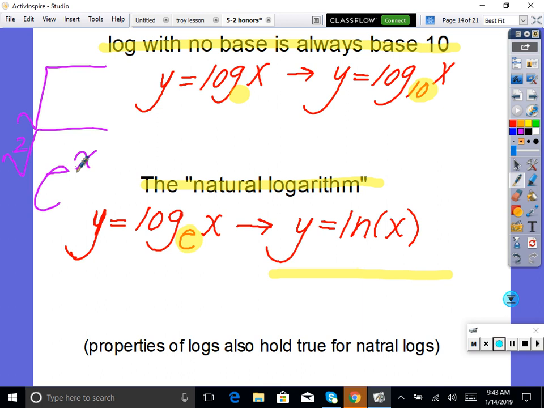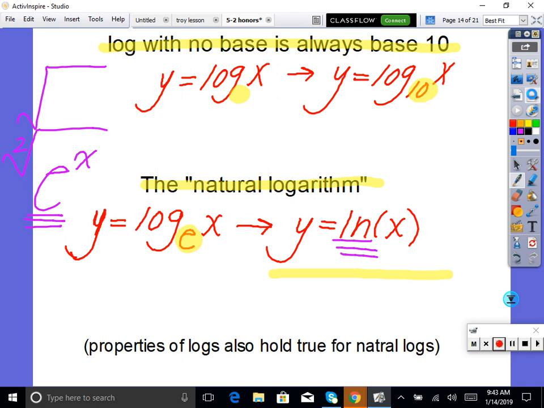So ln and e go hand in hand. ln and e are inverses of each other, because isn't log base e the inverse of base e? Yes, but we're going to call it ln because it's given a special name. So just remember, ln and e are inverses. E is the exponential form, ln is the logarithm form of e. So properties of logs also hold true for ln's, or natural logs. If you know properties of logarithms, you know properties of ln's.